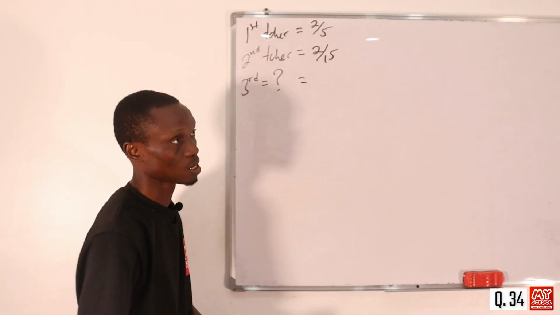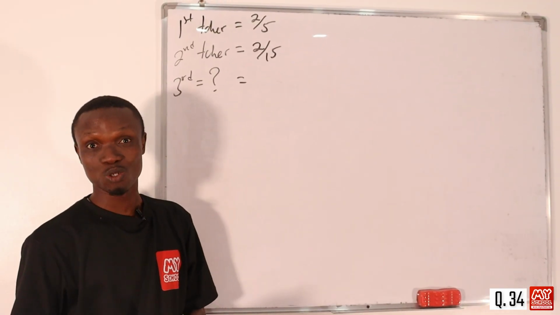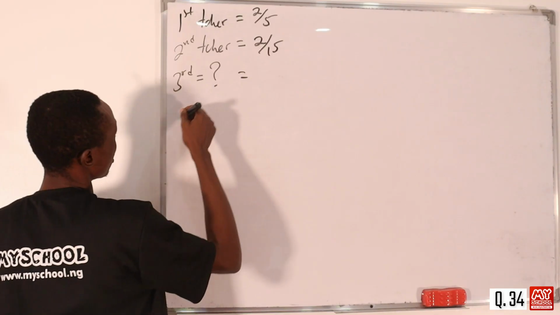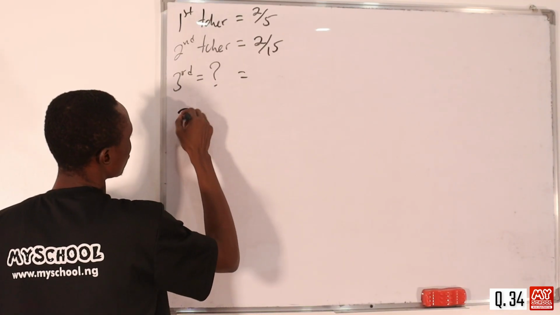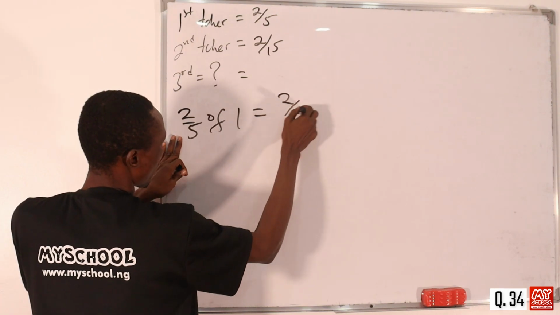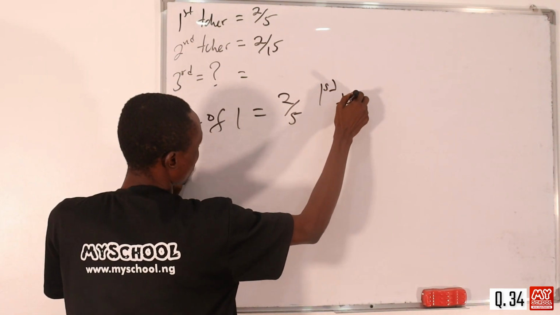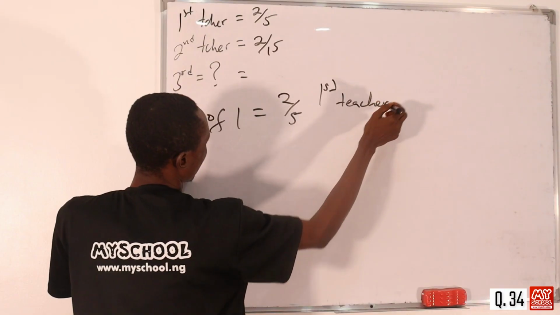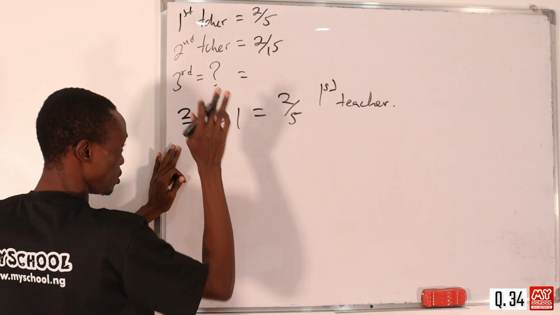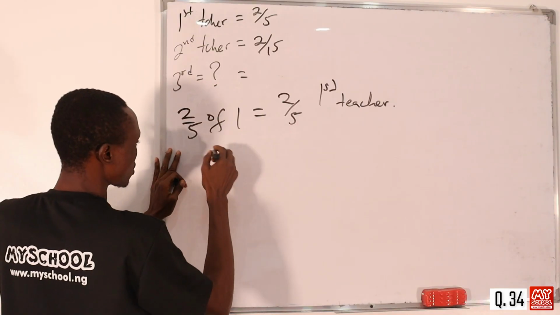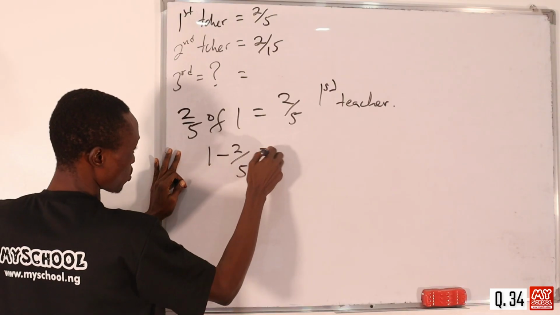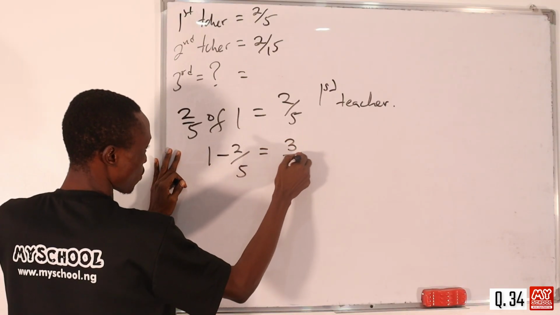In this case, the packet of chalk will be assumed to be whole, that is equals to 1. So the first teacher received 2/5 of 1, and that will be equals to 2/5. So this is what the first teacher received of the packet of chalk. Then what is now left from the packet of chalk? That will be 1 minus 2/5, and this will be equals to 3/5.